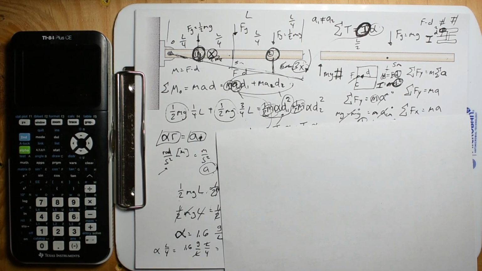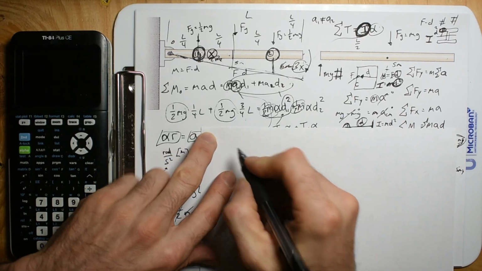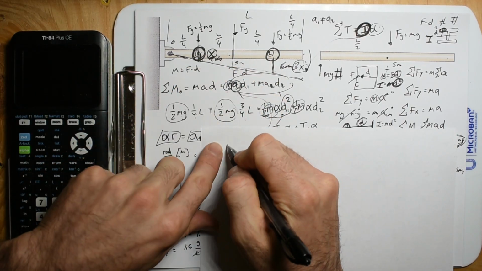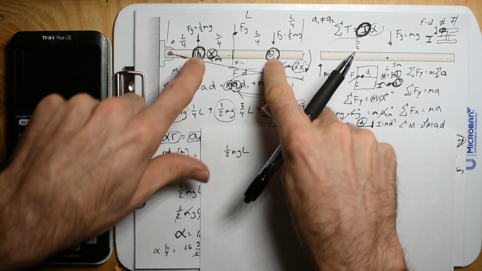All right, let's slow down on that one. Oh man, we're just making a mess. But anyway, so we have the sum of the torques is going to be 1/2 mgL. That's summing both these up.